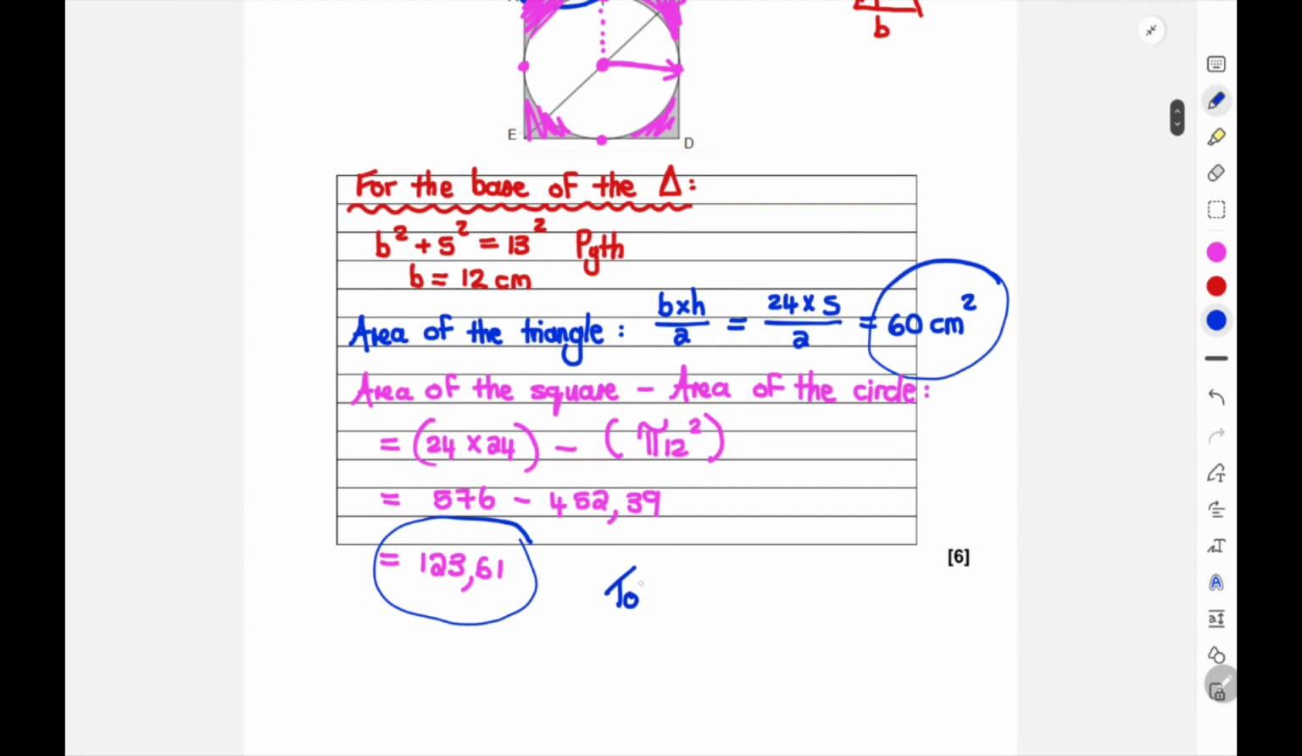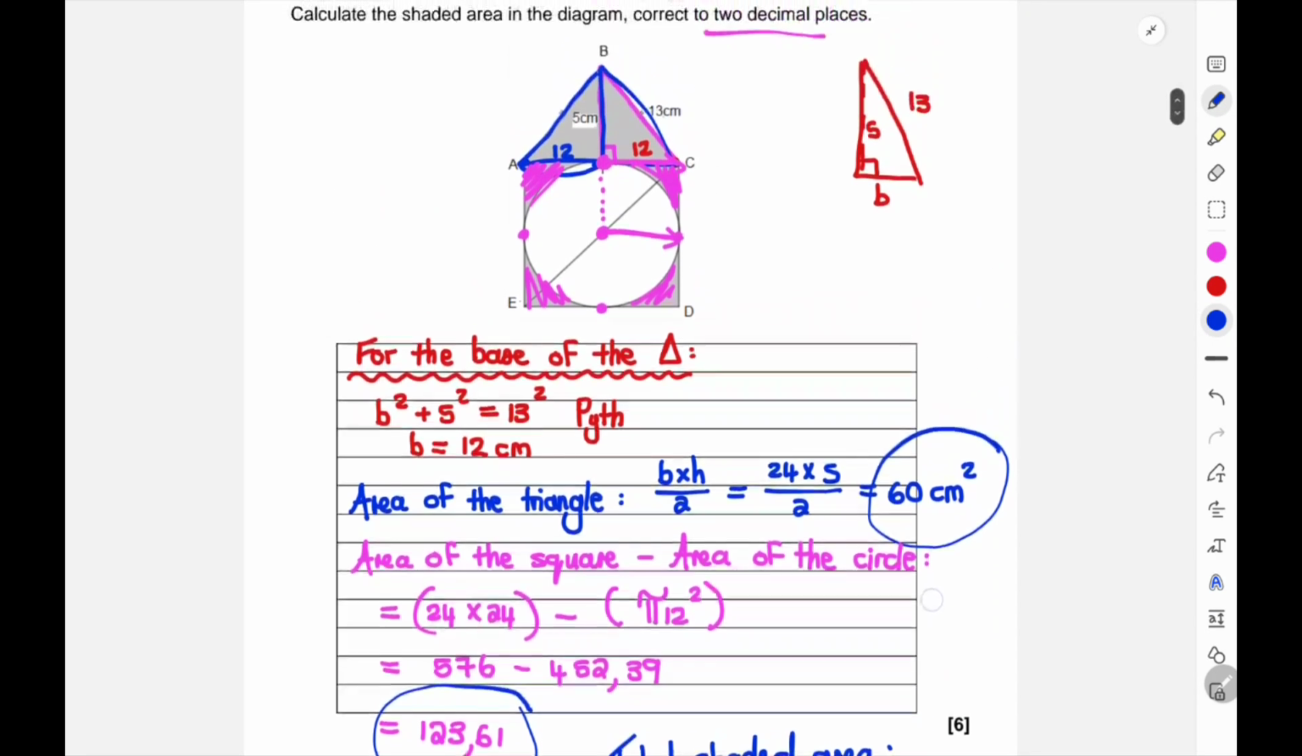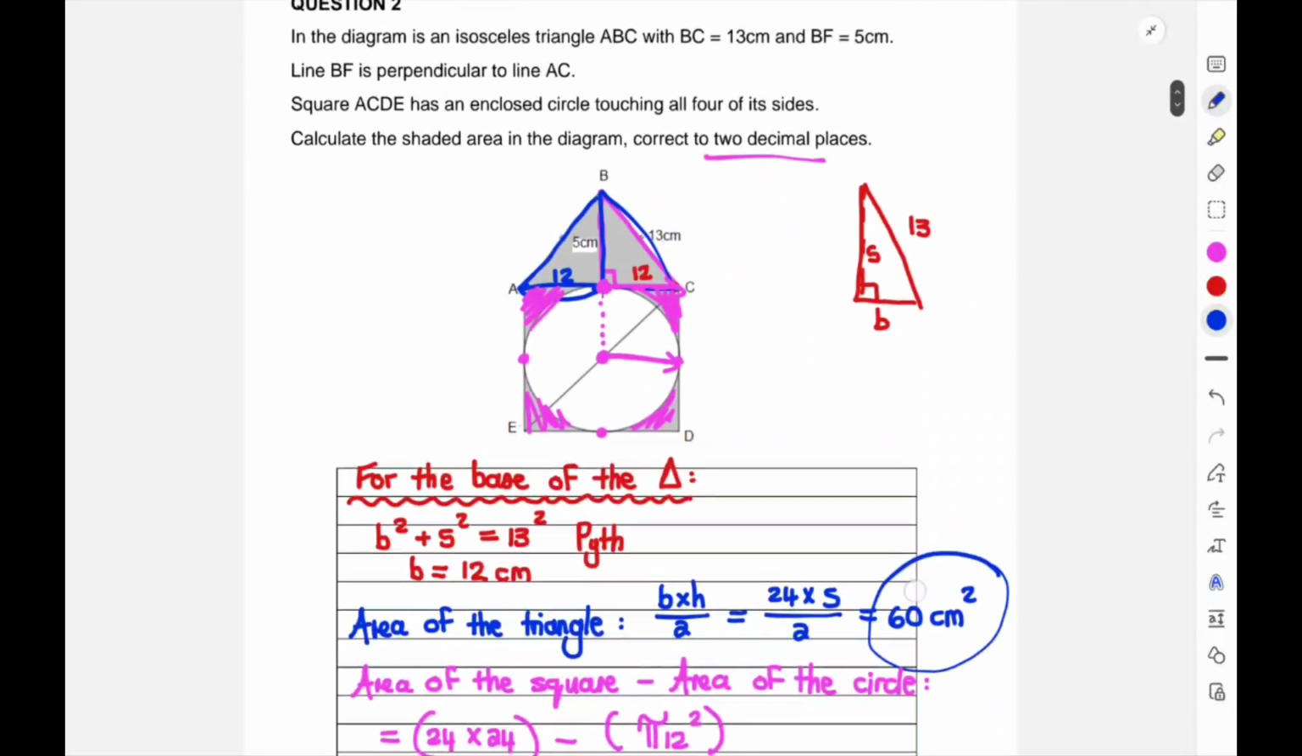So the total shaded area gives you 60 centimeters squared plus 123.61 centimeters squared, and all together it gives you 183.61 centimeters squared. Okay, I hope you also got that. Are you okay with these?